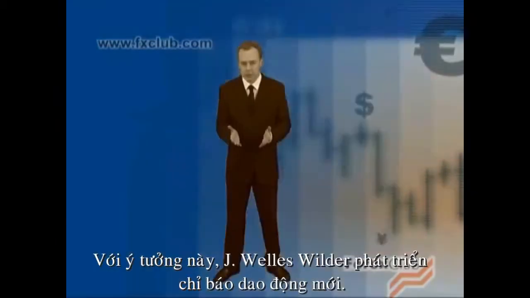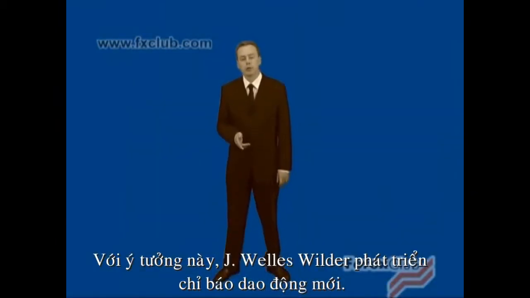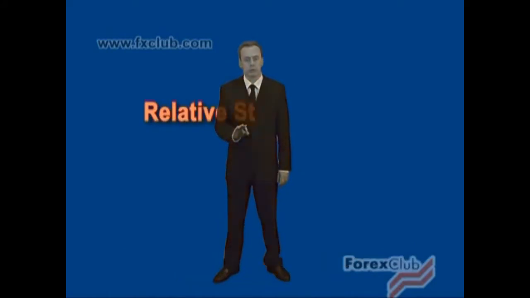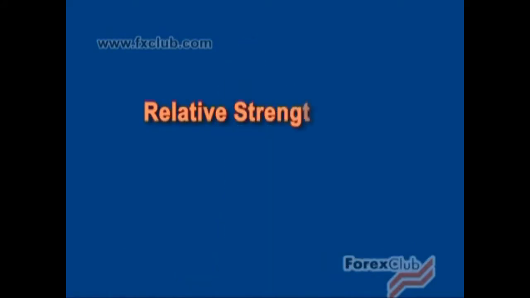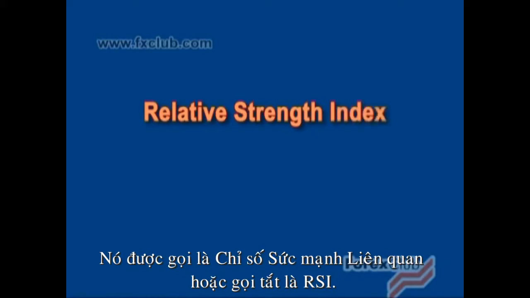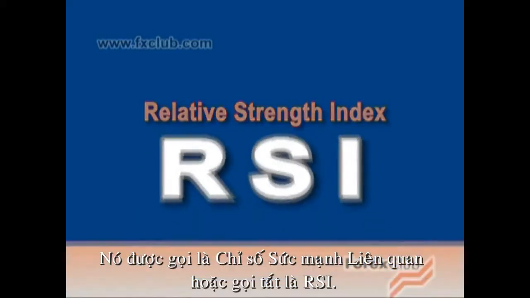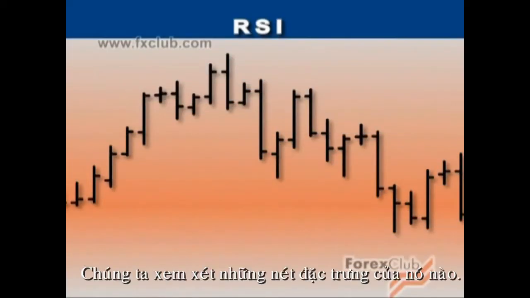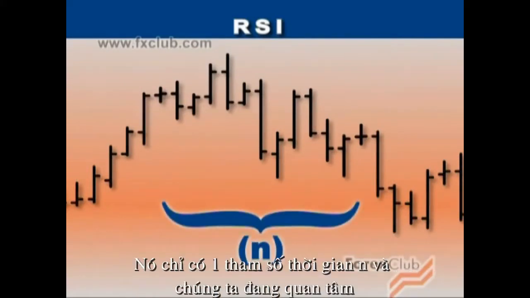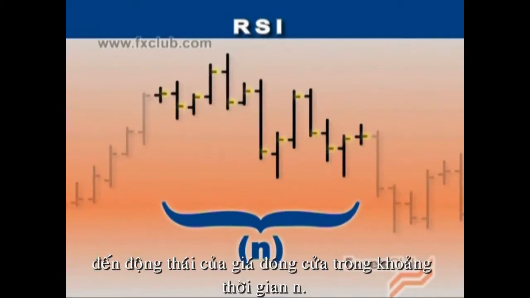With this in mind, J. Wells Wilder developed a new oscillator. It's called Relative Strength Index, or simply RSI. We're going to examine its basic features now. It has just one time parameter, n. We're interested in the behavior of the closing price for the period n.